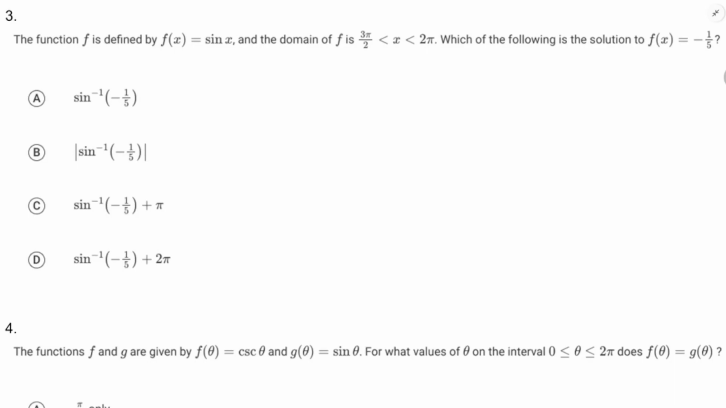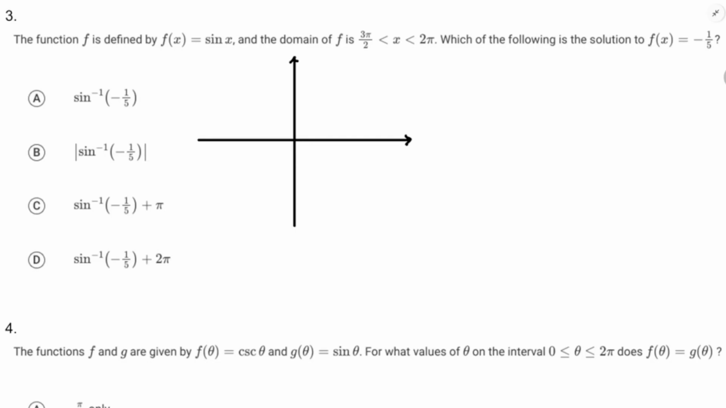Okay, this one I think is probably out of bounds because you don't necessarily know what inverse sine of negative 1/5 is. But if f of x equals sine x and the domain of f is 3 pi over 2 to 2 pi, which of these is the solution to f of x equals negative 1/5? All right, well, I'll just give you a preview of where we're going with this stuff. What I'll tell you is on the test, it's all halves, root 2 over 2's, root 3 over 2's, 1's and 0's and stuff like that.